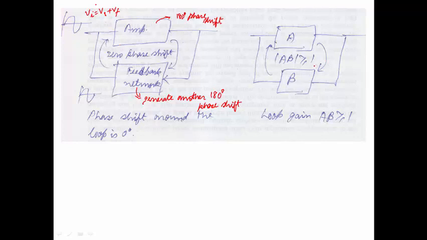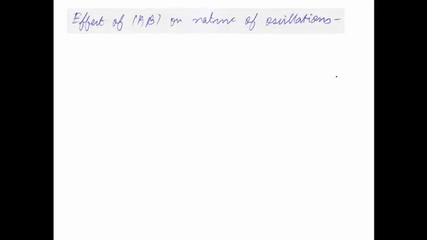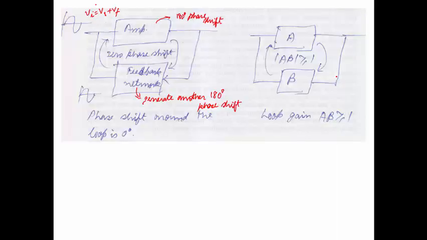And then the second condition is that the magnitude of this term A beta must be greater than or equal to 1. So loop gain must be kept greater than or equal to 1. These are the two very important conditions which will give rise to the oscillations, and these two conditions are called Barkhausen's criteria.